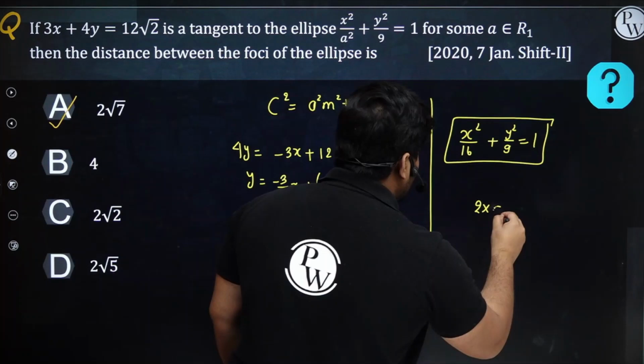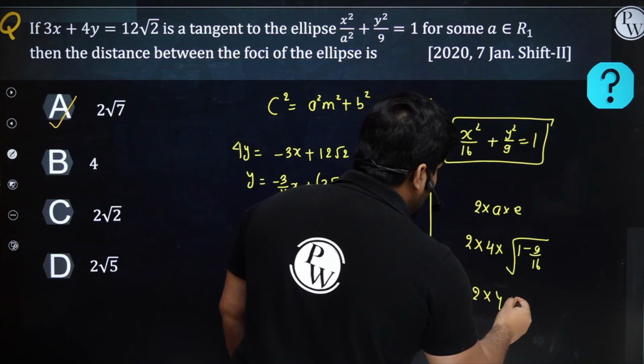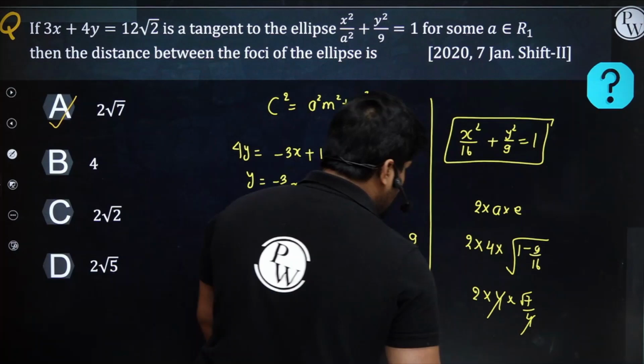So 2a is 4. a is under root of 1 minus 9 by 16. So 2 into 4 into this is 16 minus 9, 7. Root 7 by 4. So 4, 4 will cancel out. 2 root 7 will be your answer.